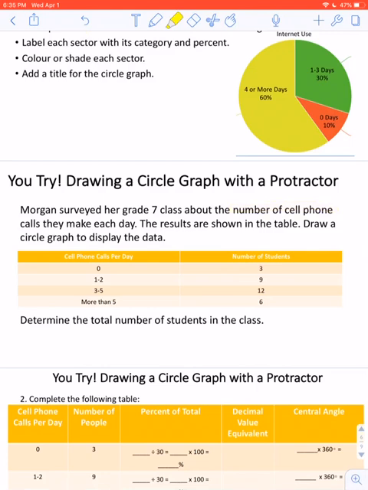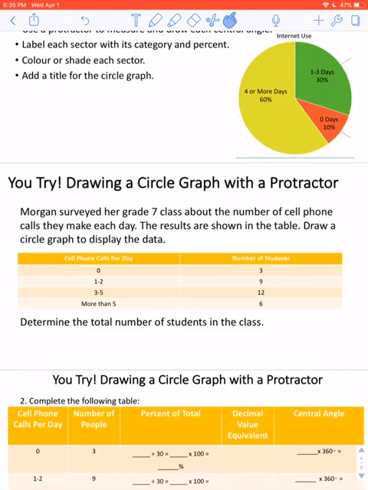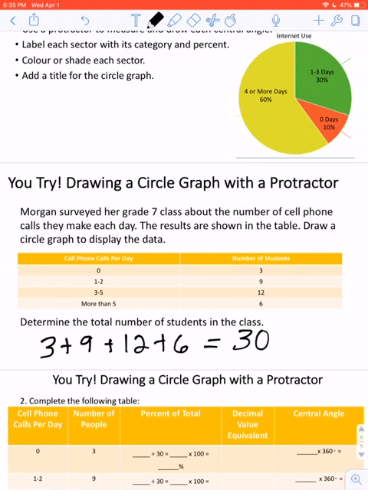So, looking back at this question right here, the first step was to determine the total number of students in the class. We are going to do the exact same thing here again. Determine the total number of students in the class. So what you're going to do is you're going to add up the students. 3 plus 9 plus 12 plus 6 equals 30. So in this case, it's similar to the last question. There are 30 students in the class.